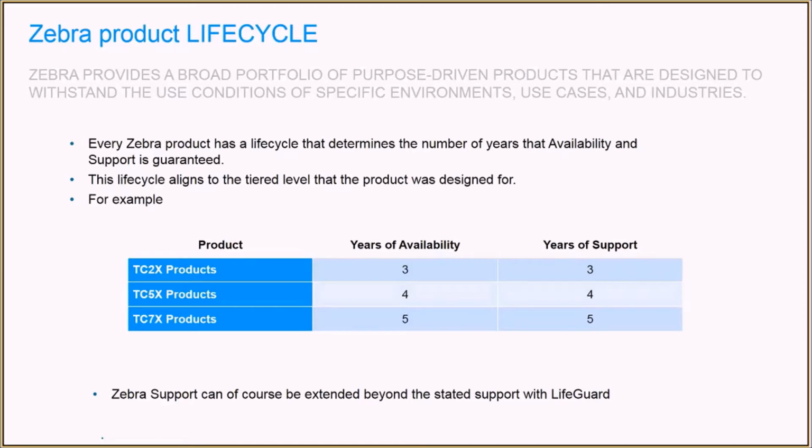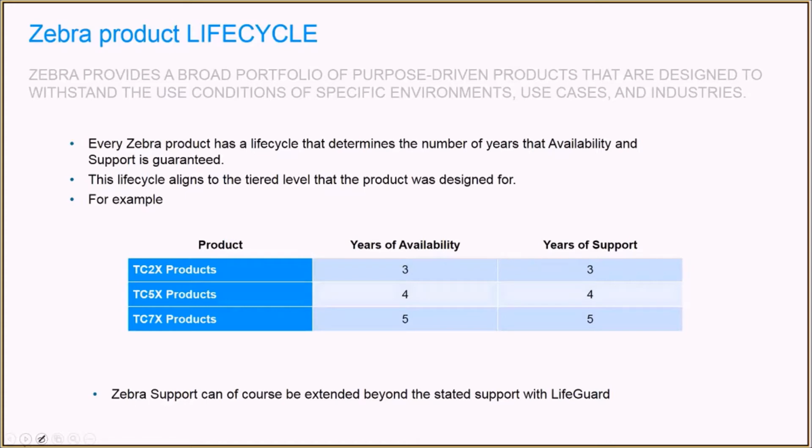And then when we do announce an end of sale, we're going to have a 3-year hardware break fix window for that product. So in our terminology, it's 3 plus 3. You can see that translates down to the TC5 and a 4 plus 4: 4 years of availability, and when we finally do the end of sale, 4 years of hardware break fix. And then the TC7 represents a 5 and 5 scenario, so 5 years of availability and 5 years of break fix.